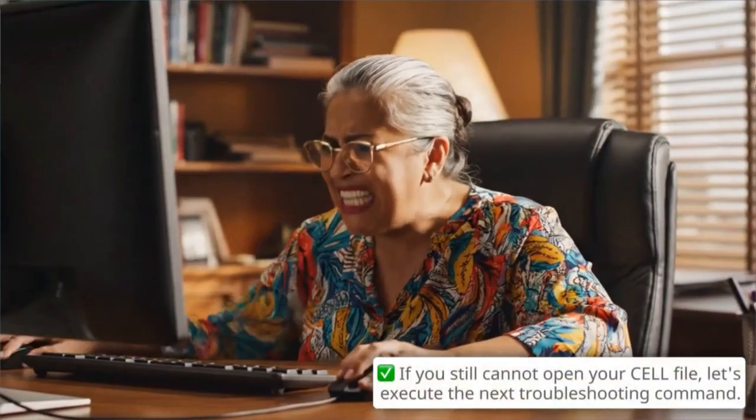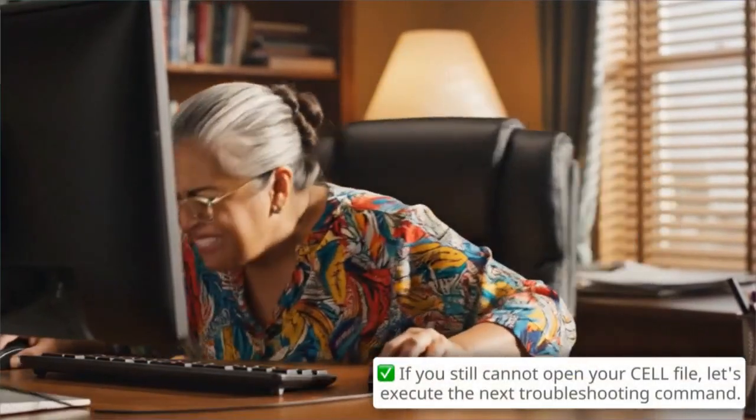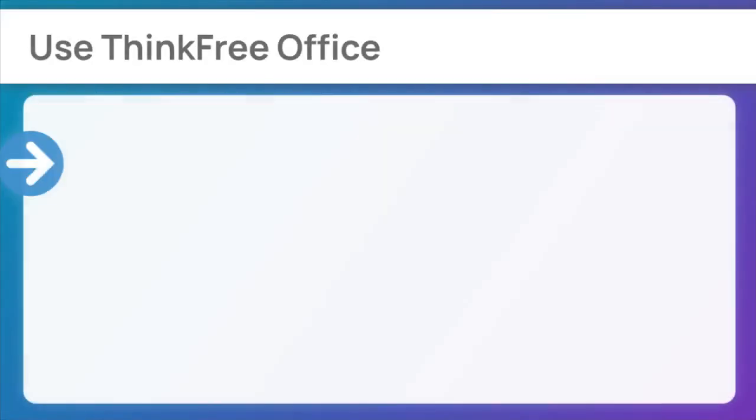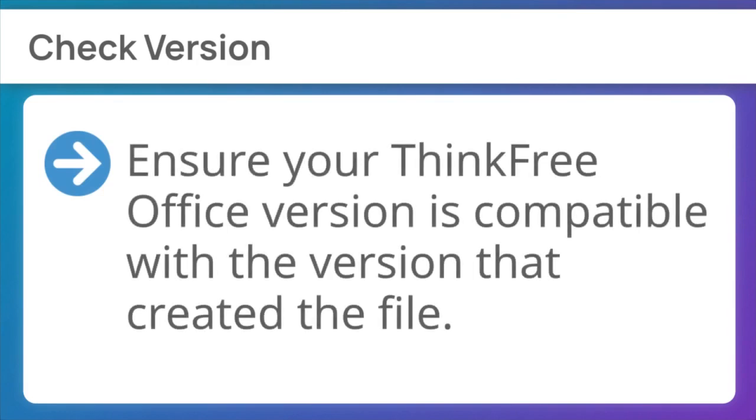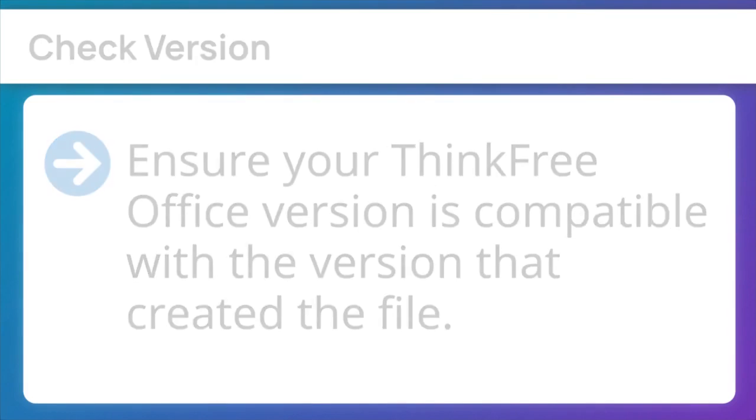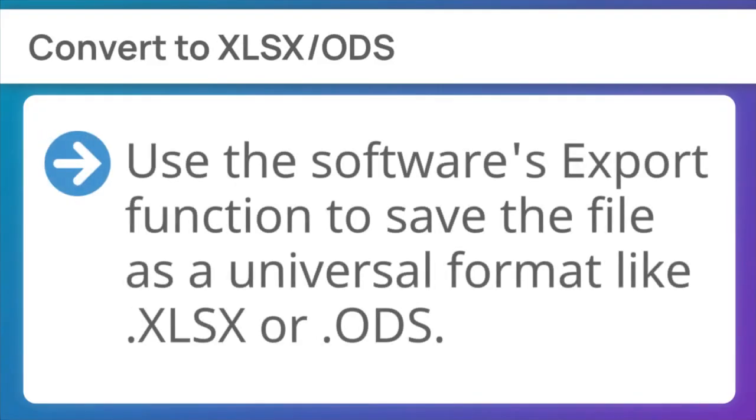Here is a breakdown of the typical technical issues causing your cell problem. First, use ThinkFree Office. Open the file using ThinkFree Office NEO, the required application for the spreadsheet. Next, check version. Ensure your ThinkFree Office version is compatible with the version that created the file. Finally, convert to XLSX or ODS. Use the software's export function to save the file as a universal format like XLSX or ODS.